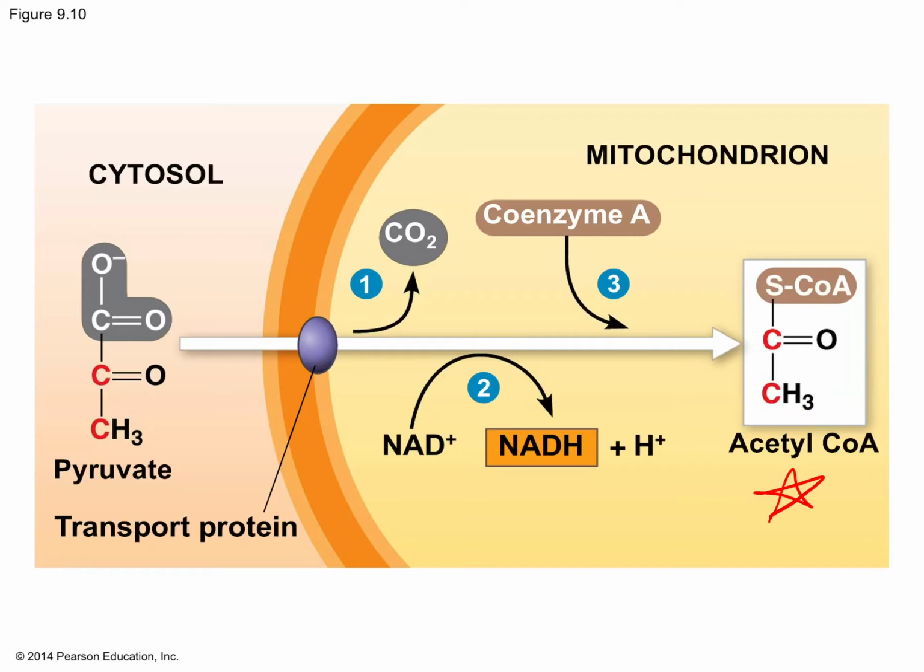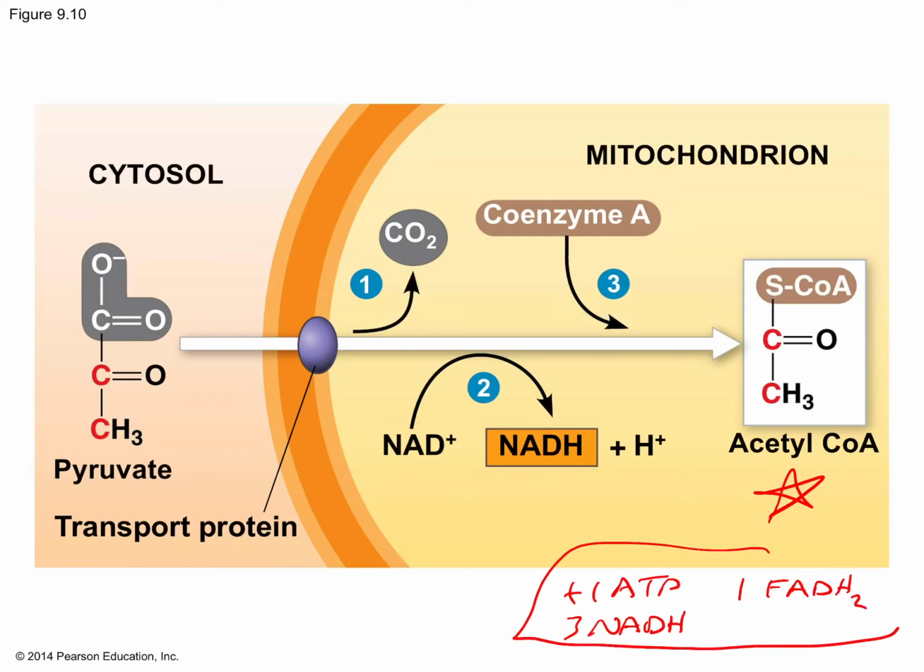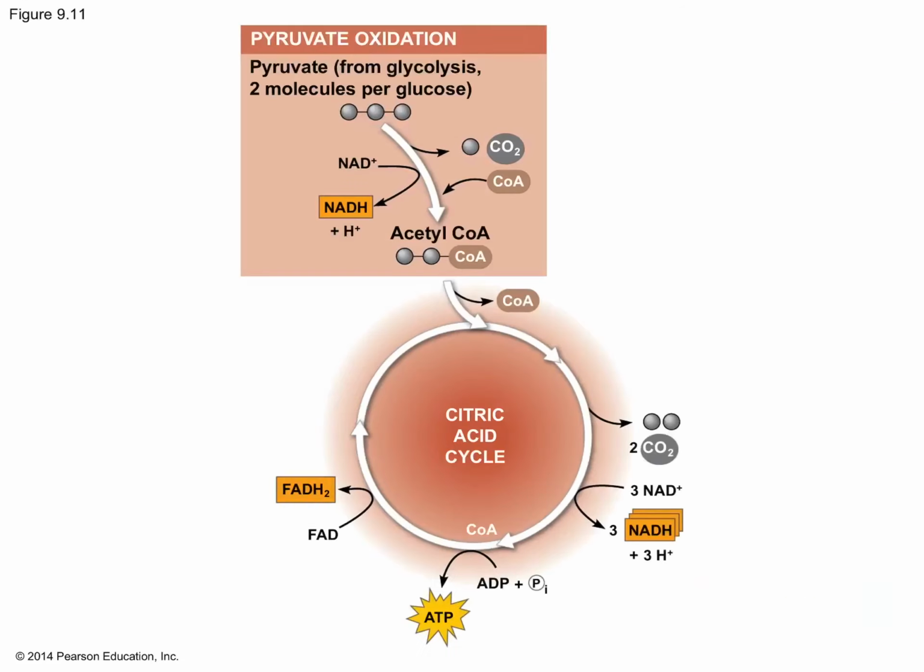The cycle is going to oxidize acetyl-CoA. It's going to generate 1 molecule of ATP, so plus 1 ATP, and produce 3 molecules of NADH and 1 molecule of another electron carrier molecule called FADH2. So this is what the citric acid cycle is going to produce, per turn of the cycle. All right, so let's take a look at that.